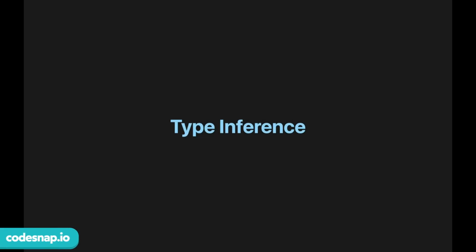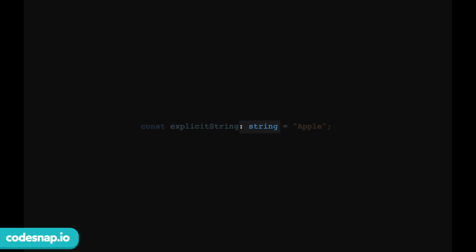Type inference is a feature of TypeScript where TypeScript automatically tries to identify a value's type based off of the value itself. So let's have a look and see how that might work. As we've seen before, this is an example of how we could explicitly declare the type of a value. We had a colon and then the type of the value that we want this variable or constant to be. In this case, it's a string.